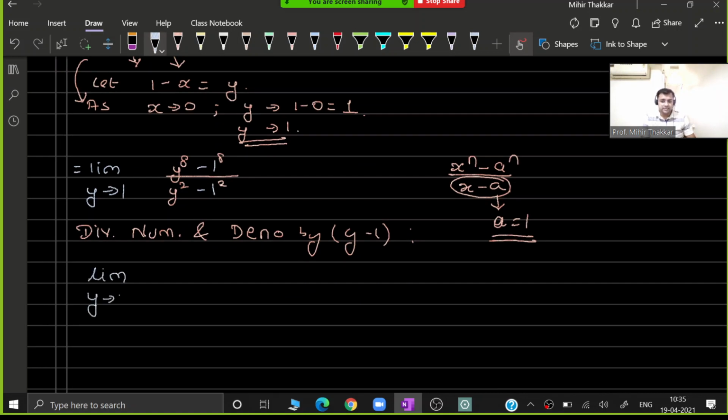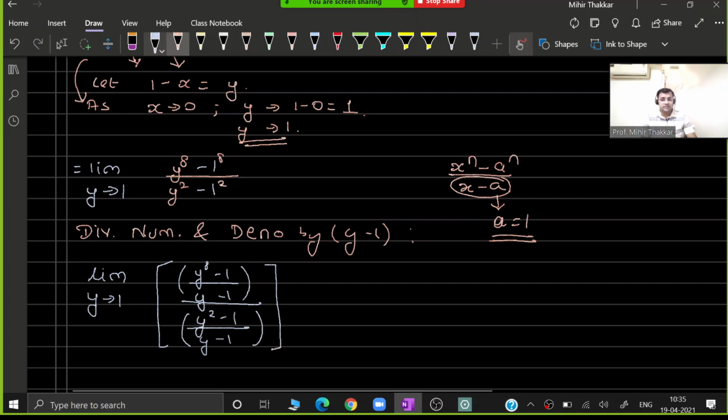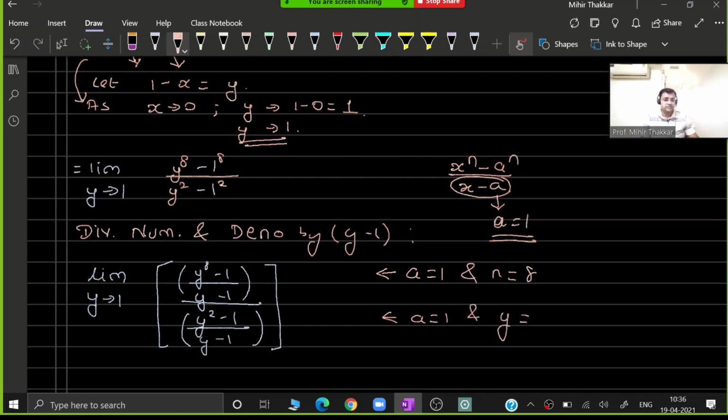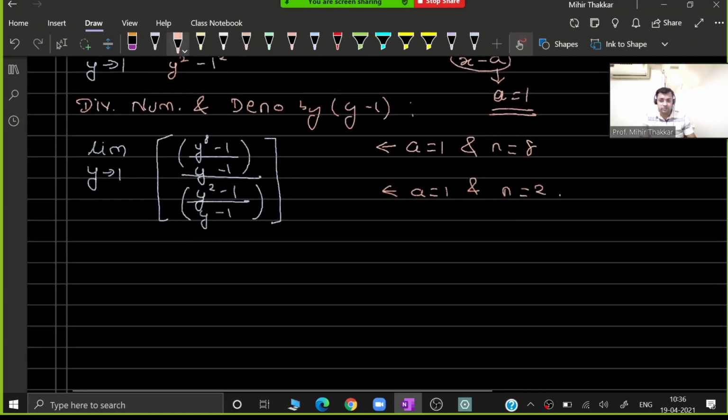Limit as y tends to 1, y raised to 8 minus 1 upon y minus 1 divided by y square minus 1 upon y minus 1. So that becomes your standard function. And here, guys, when you apply the formula, you will say in the numerator a is 1 and n is 8. In the denominator a is again 1, but this time the value of n is 2. So guys, if n value is equal to 2 and you apply the formula, you have to write applying limit.